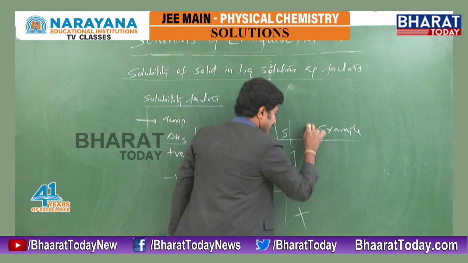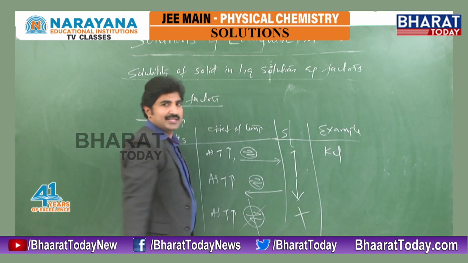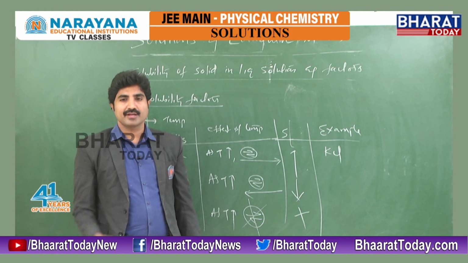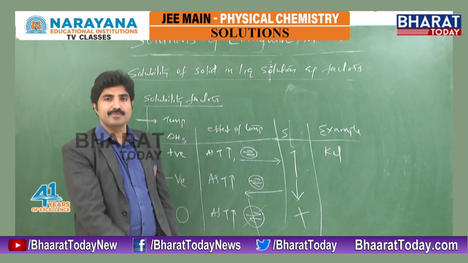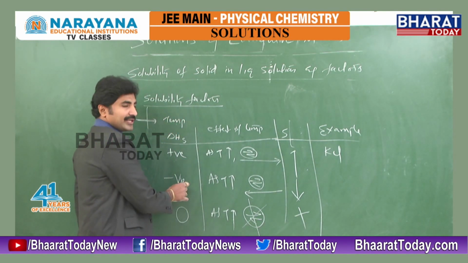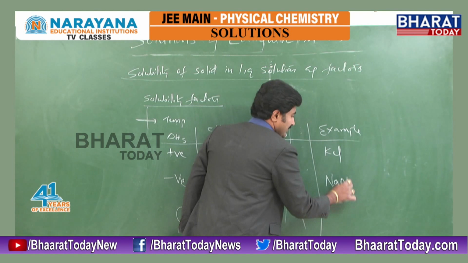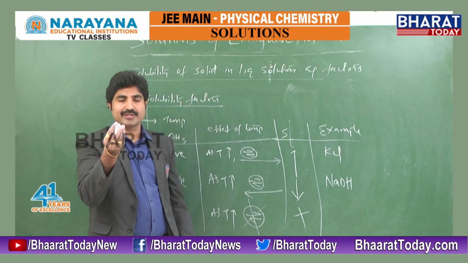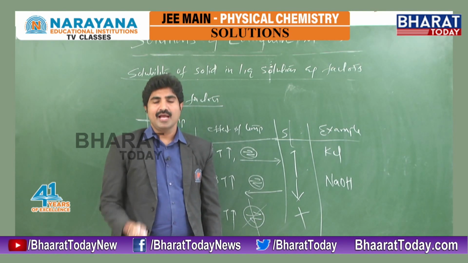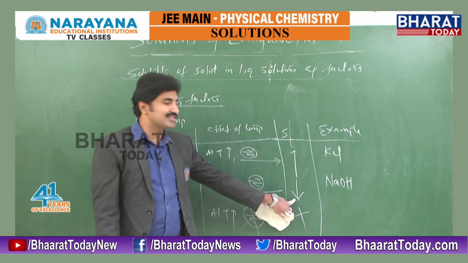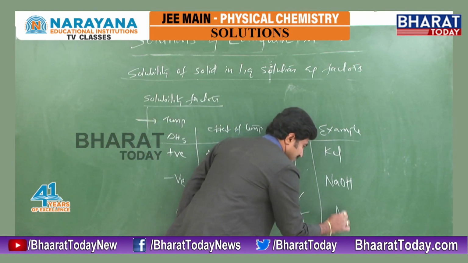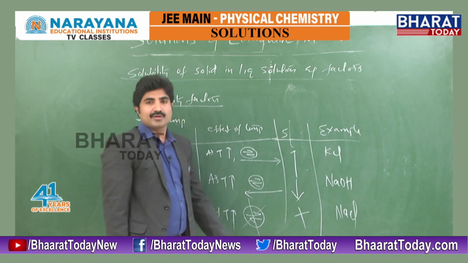Example is KCl. When KCl is dissolved in water, that is an endothermic dissolution, where if you raise the temperature, solubility increases. If you decrease the temperature, solubility decreases. Next, if you take NaOH, it is exothermic dissolution. When you take NaOH and dissolve in water, that is exothermic dissolution, as temperature increases, solubility decreases. And the zero case, the best example is NaCl, sodium chloride.